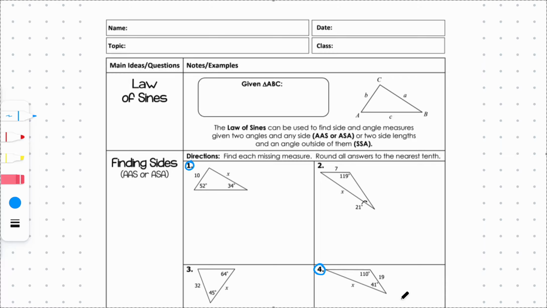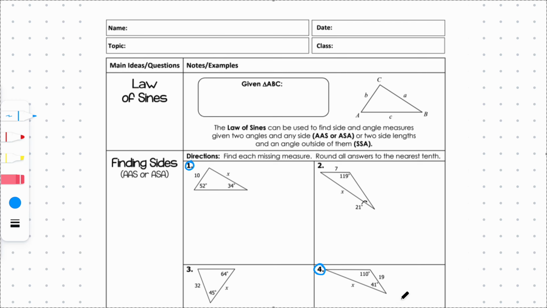Not every triangle you'll come across is going to be a right triangle. And so in those cases, we want to know how to solve for some unknown side lengths or angle measures and have some formulas to help us do that. And so that's where law of sines and law of cosines are going to come in.